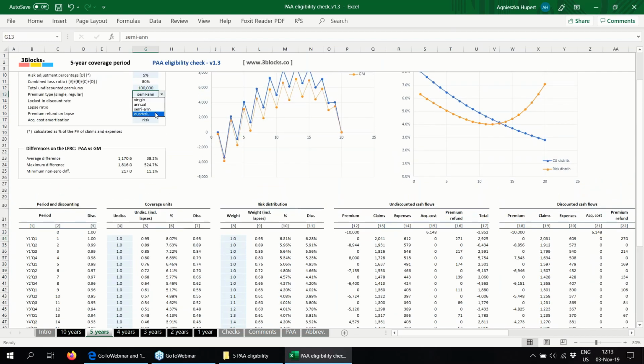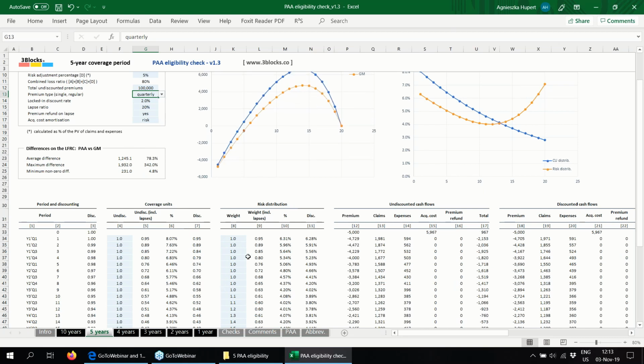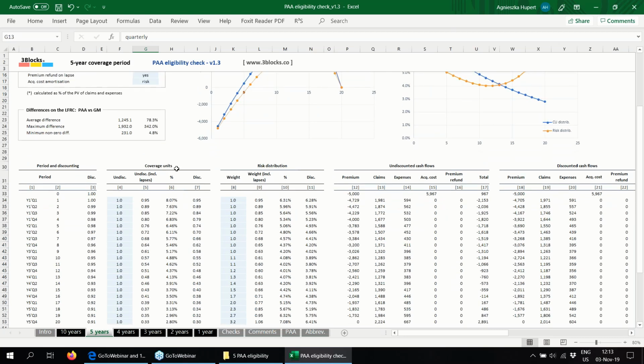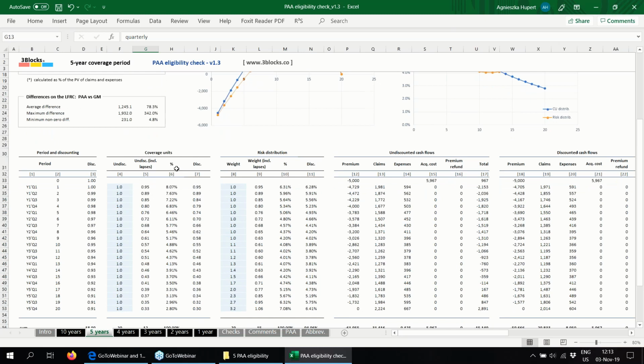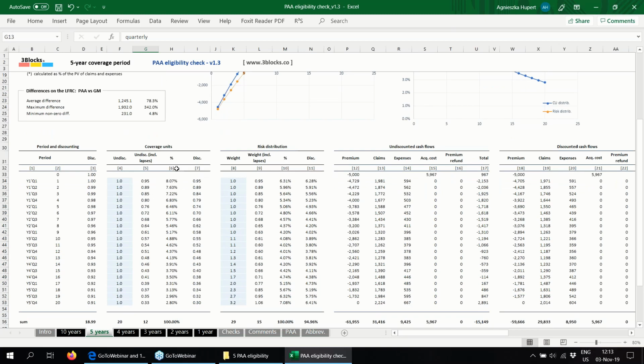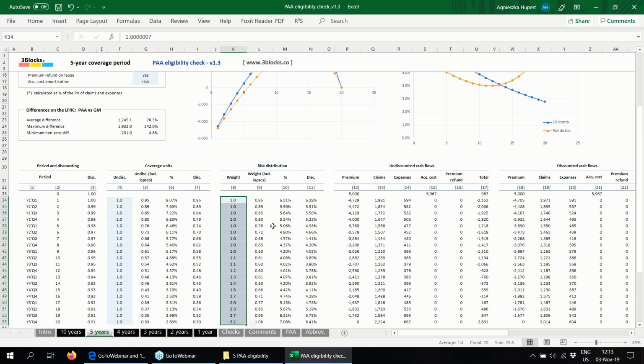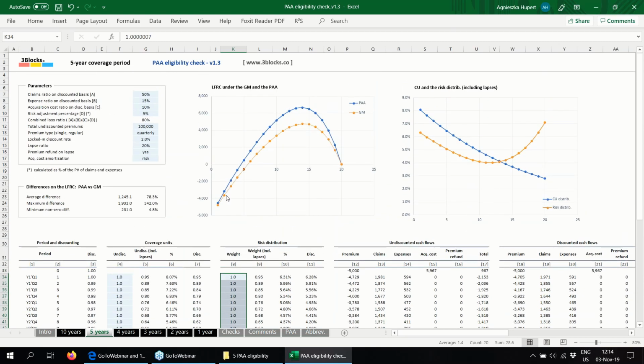So let's start with the first example we had. Alex also showed you that if you have aligned the way the CSM is released and the way the PAA reserve is released, then there is no difference between the reserves. And if you have that misaligned, there is a difference. Obviously now in my example, these two are different. You have a fixed sum insured, that's your coverage unit, and then you have an increasing risk distribution, so not constant. And then you can see that the differences between the models are well visible.